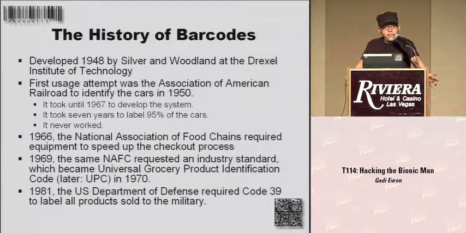However, in 1966, the National Association of Food Chains started to require barcodes on products to speed up the checkout process so they could make more money. And that usually tends to be a really good driver for technology, either making more money or porn. So in 1969, the same association requested an industry standard, which later became the UPC code that you all have on your grocery products here in the States. And since 1981, the US Department of Defense required a Code 39 barcode on all products that are sold to the military. And you will see why that is a bad idea.